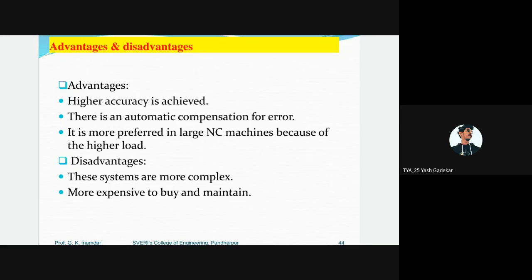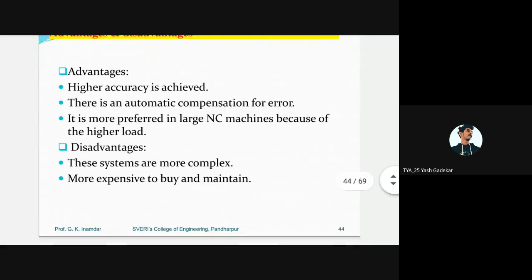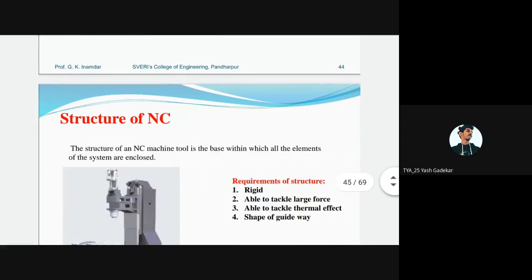Some disadvantages: these systems are more complex, definitely, because of the feedback system. Different sensors should be added there, and different automatic motors are also required for the feedback system. It is more expensive, definitely. Whenever increased accuracy is required, the machine will be heavy and the cost will also increase. These are the disadvantages. Now we have completed the types of NC system.